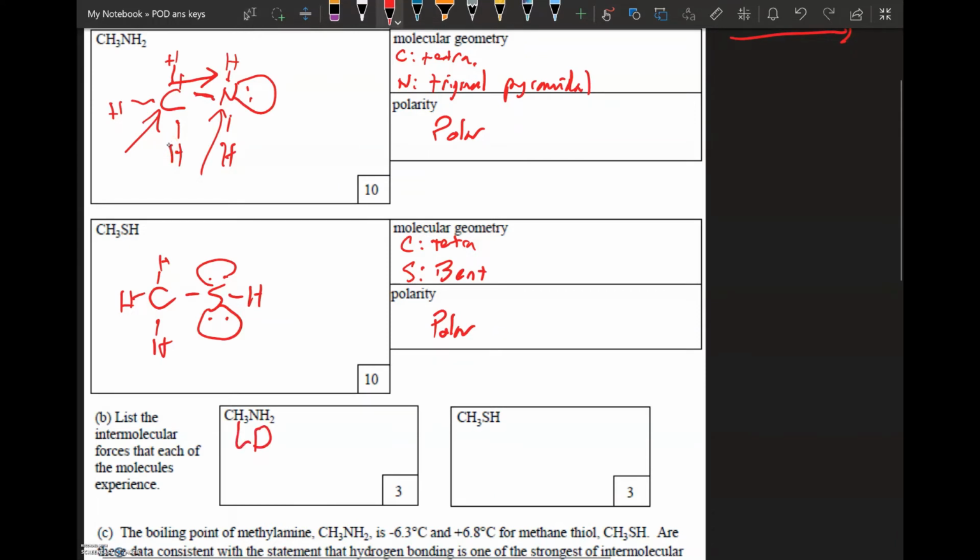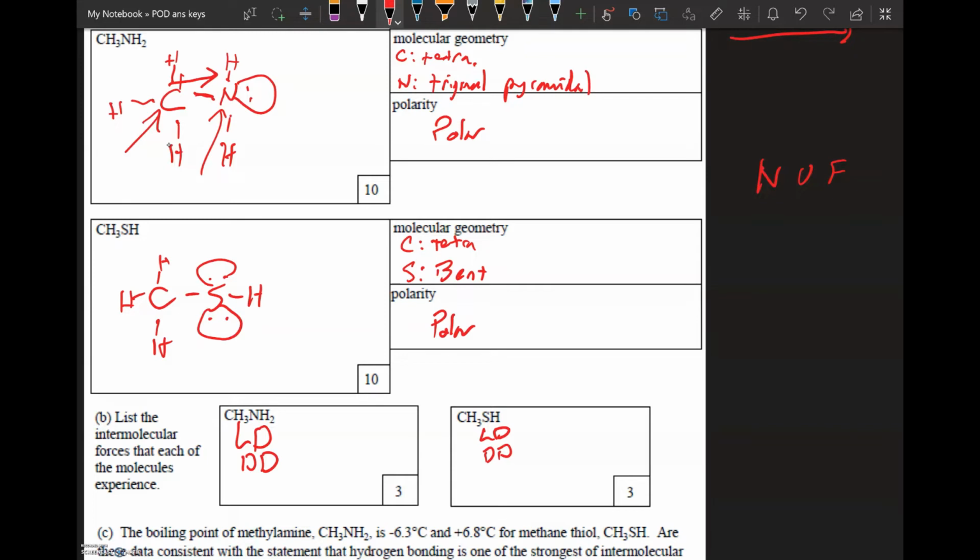So London dispersion is in everything. It's a polar compound, so it's going to have dipole-dipole automatically for that reason. Same thing goes for the other one, London dispersion and dipole-dipole. Now, the third thing we're looking for is, does it have a hydrogen bond? So remember that in order to have a hydrogen bond, you have to have 3 elements, nitrogen, oxygen, and fluorine, and a hydrogen has to be covalently bonded to one of those elements.